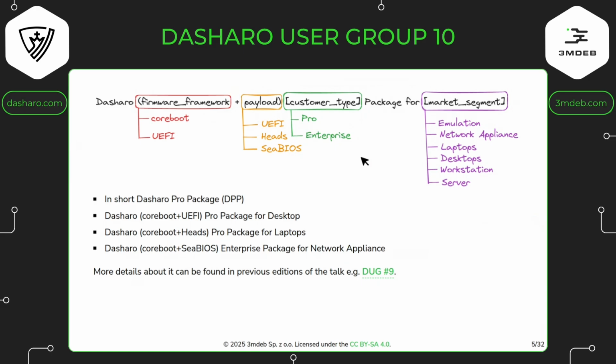So this is how we call Dasharo. We typically say Dasharo coreboot plus UEFI, or coreboot plus heads, or coreboot plus SeaBIOS. You can also imagine that this could be a Dasharo which is UEFI based. There can be even others, Linux boot based. But anyway, the point is that we typically say Dasharo coreboot plus UEFI Pro package, where Pro means for end users, for retail, and enterprise if this is a business to business relation.